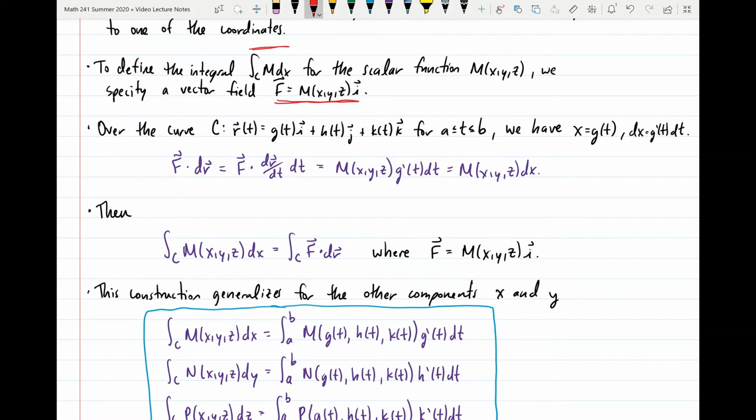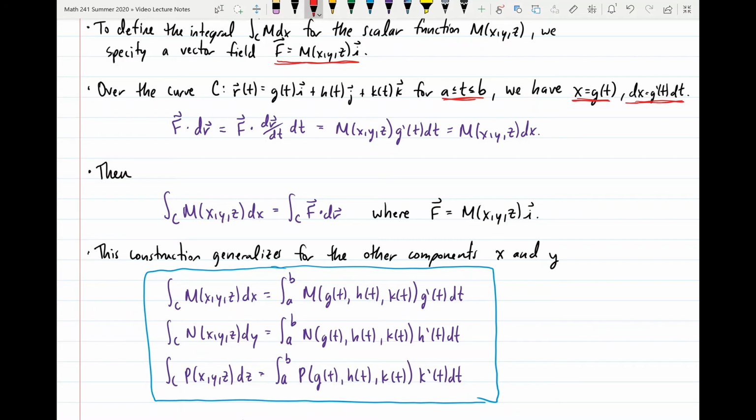Okay, and so if we have a curve that's parametrized by r of t equals g of t i plus h of t j plus k of t k, where t is ranging from a to b, we have that x is equal to g of t over this curve, and dx is going to be equal to g prime of t dt. This is just because if we took the derivative of x with respect to t, we would get the derivative of g of t, since x is equal to g of t, which means that dx has to equal g prime of t dt. And finally, notice that the vector field f, the dot product of f with dr/dt dt, can be written as m of x, y, z times g prime of t dt, and this is just equal to m of x, y, z dx.